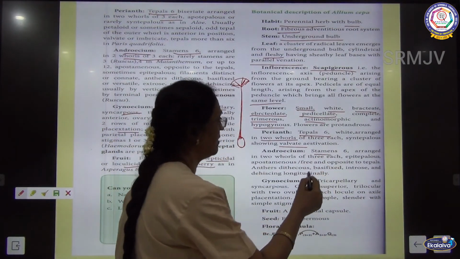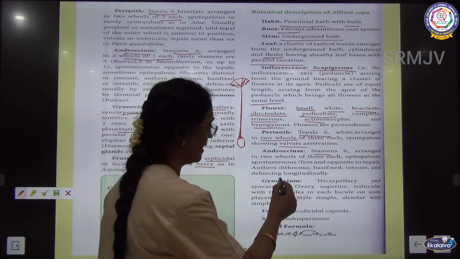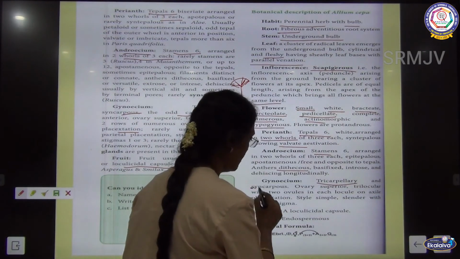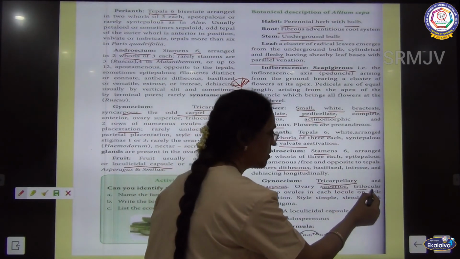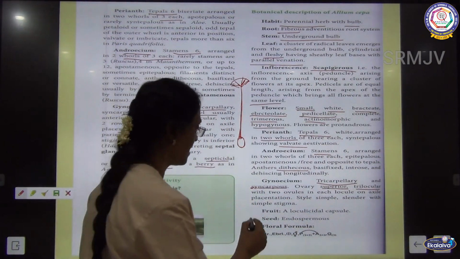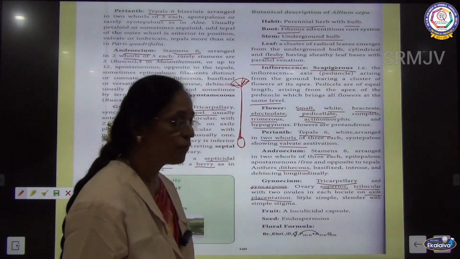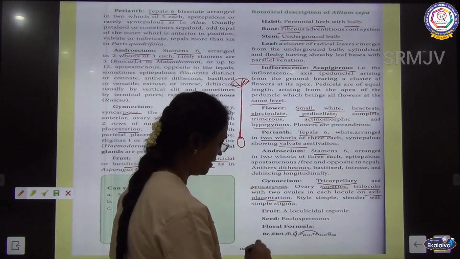Androecium 6, again as in the perianth, 3 and 3 in 2 whorls, and the anthers are dithecous. Gynoecium is tricarpellary, syncarpous, they are fused, the ovary is superior, trilocular with 2 ovules in each locule, and the placentation is axile, and the fruit is a loculicidal capsule, and the seeds are endospermous.